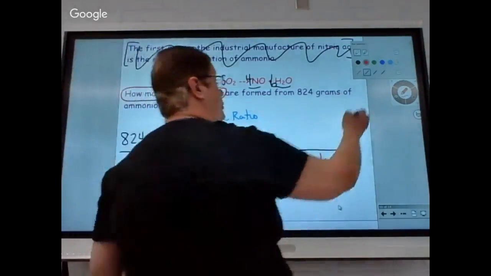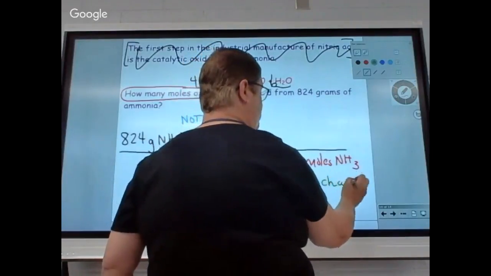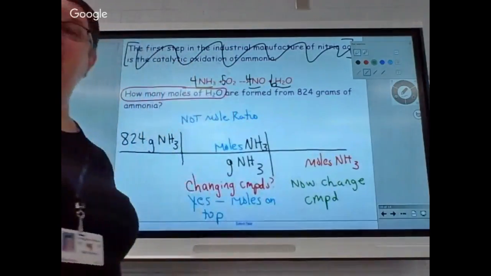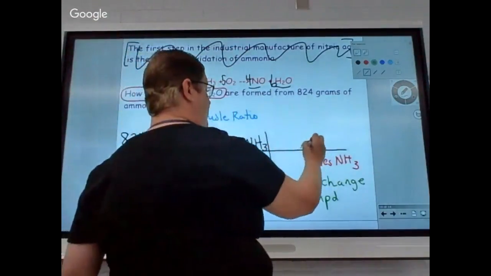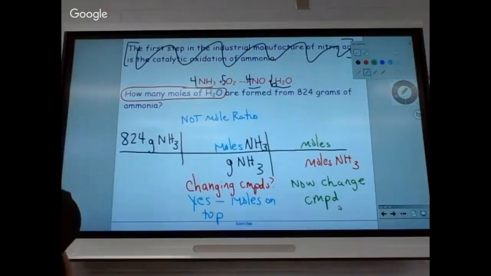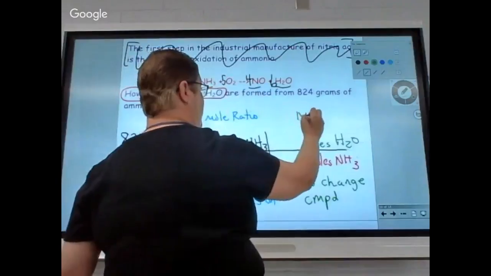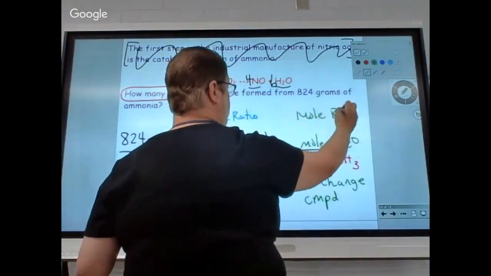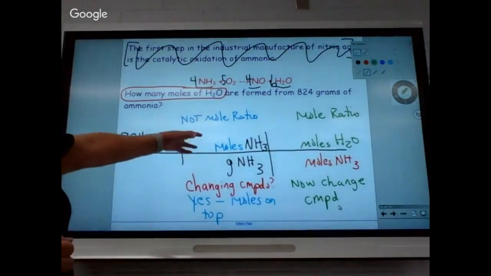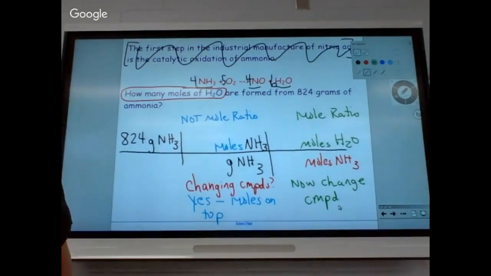So, again, now you can change the compound. So now I'm going to put moles on the top line. And what compound did they want me to go to? So now I'm going to put H2O up here because this is my mole ratio. So you use the 1 first? You mean like put the 1 right here? Yes. Because that one's not my mole ratio. I can't change it there.